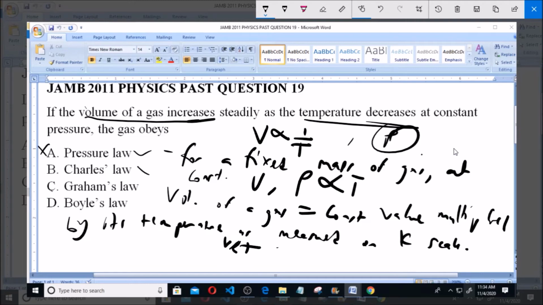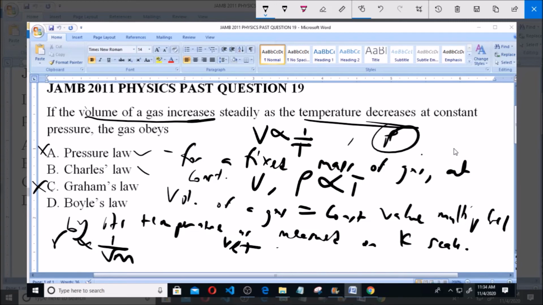So option C talks about Graham's law of diffusion, and Graham's law of diffusion states that the rate of diffusion of a gas, R, is inversely proportional to the square root of the molecular weight of that gas. So it is not the answer to the question.